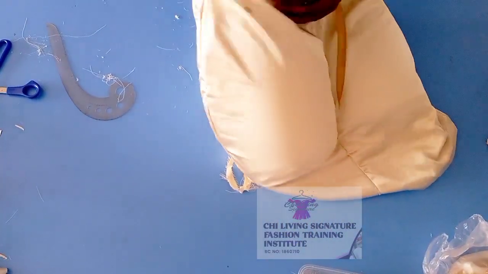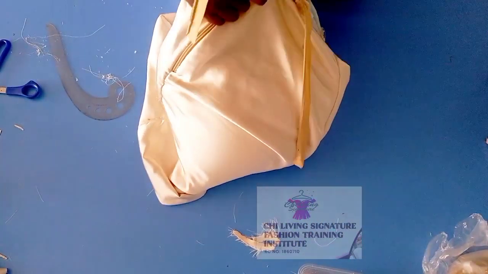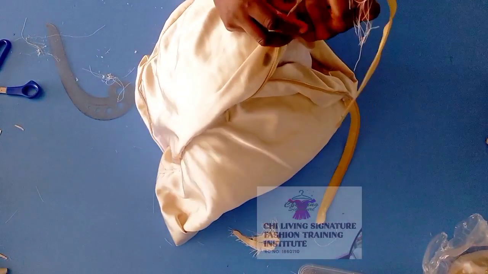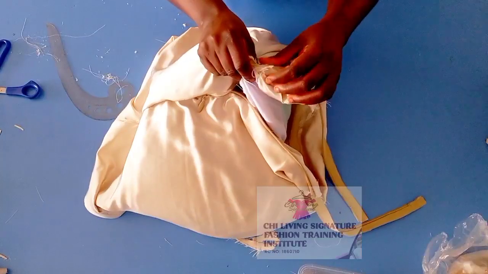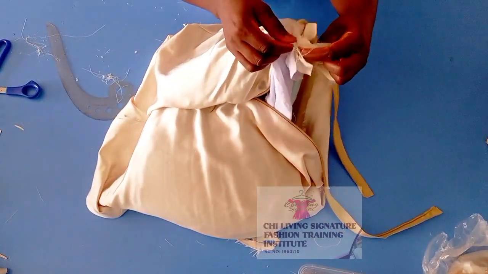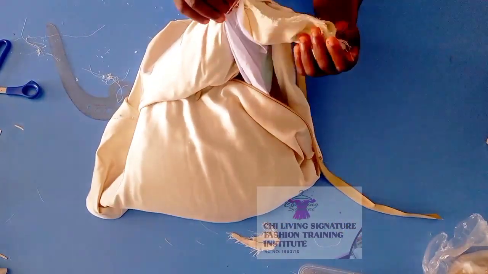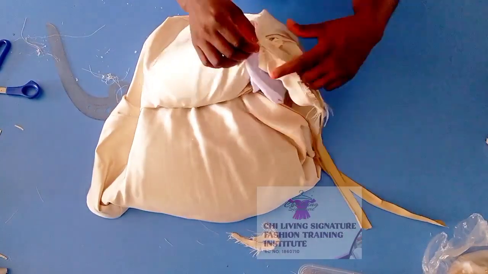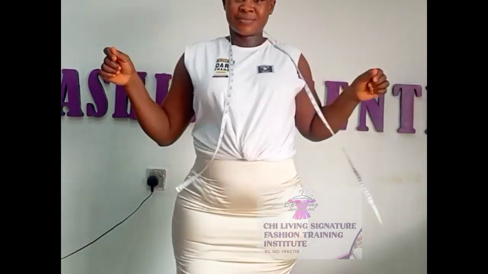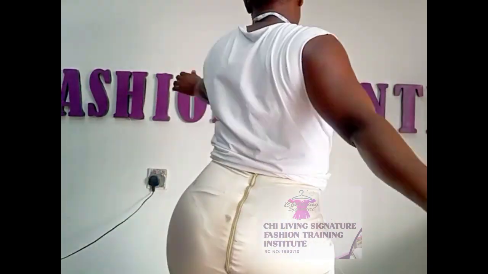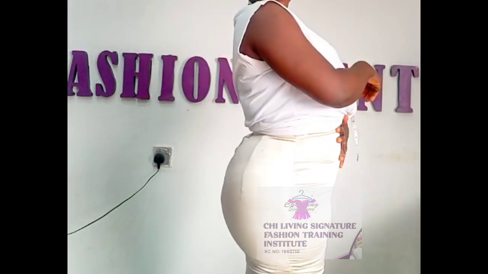So I will just open the zip, flip it this way, right side facing the right side to enable you to stitch on the wrong side. You can see right side facing right side. I will just stitch and show you guys. Wow, you can see how beautiful it is. Very clean basic skirt. So the embellishment part will be coming soon.